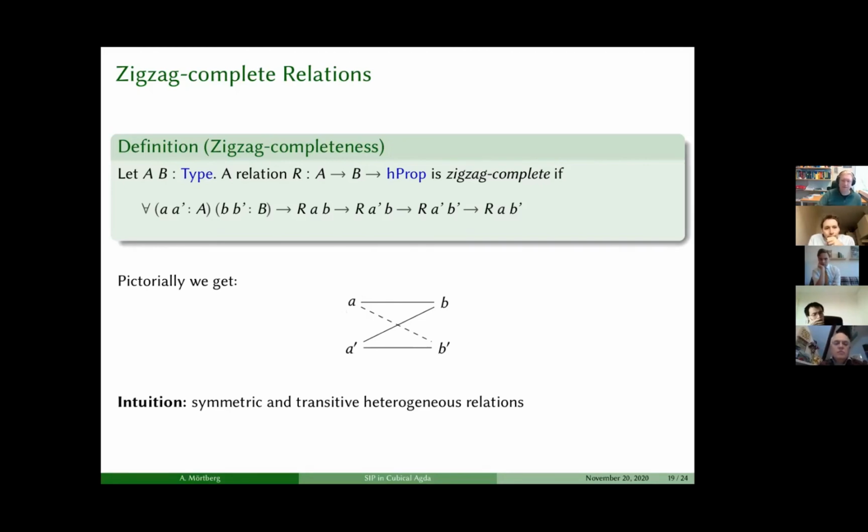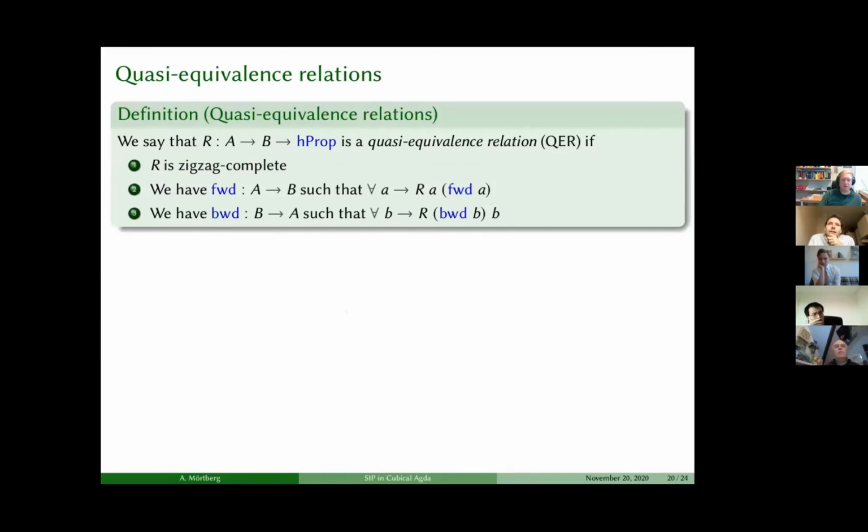So we start off with that. Then we had another notion, which is a quasi-equivalence relation. This zigzag complete relation is an approximation of a symmetric and transitive relation, which is tracked by functions like this: a function from A to B, such that for any element A, if we map it over to B with forward of A, then R is inhabited by this, and the same in the other direction. This gives us the reflexivity part that is needed to turn the thing into some form of equivalence relation.